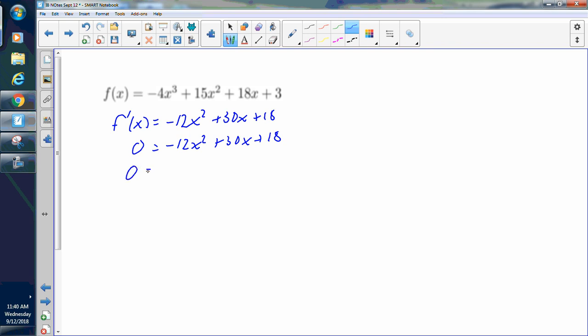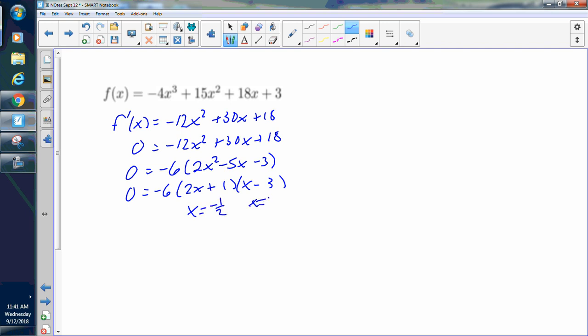Let's see, we have a common factor of -6. And so now I need to try to factor the inside part. Need to get 5, so let's make that 3, make that negative, so there's negative 5. Plus 1 makes it positive 1 and gives us our negative 5x. So our key values are x is negative 1/2 and x equals 3.